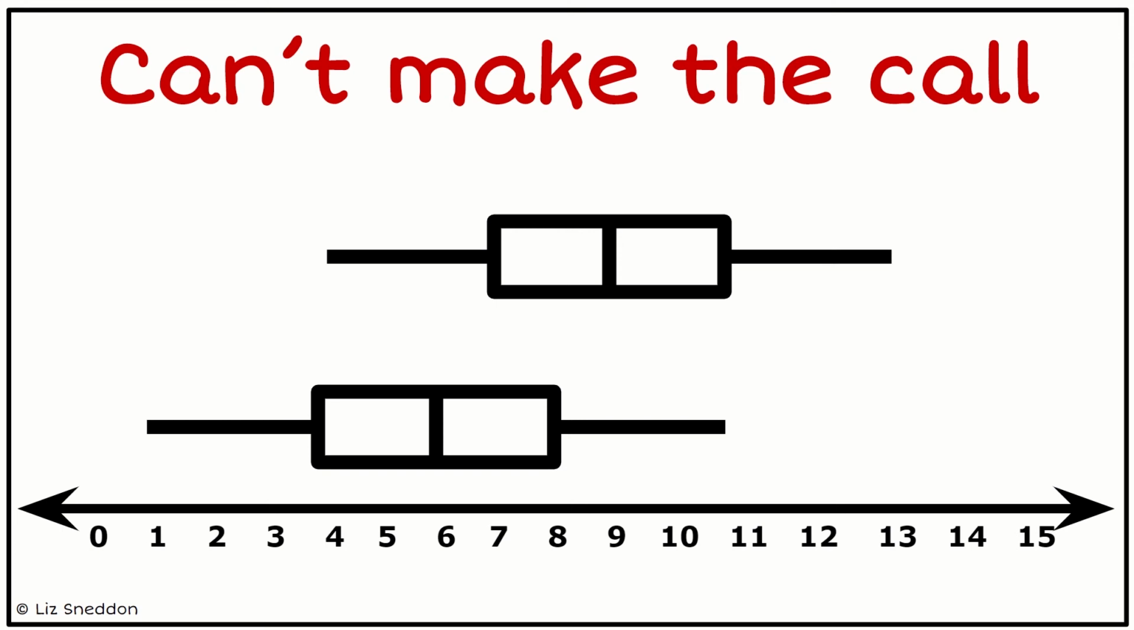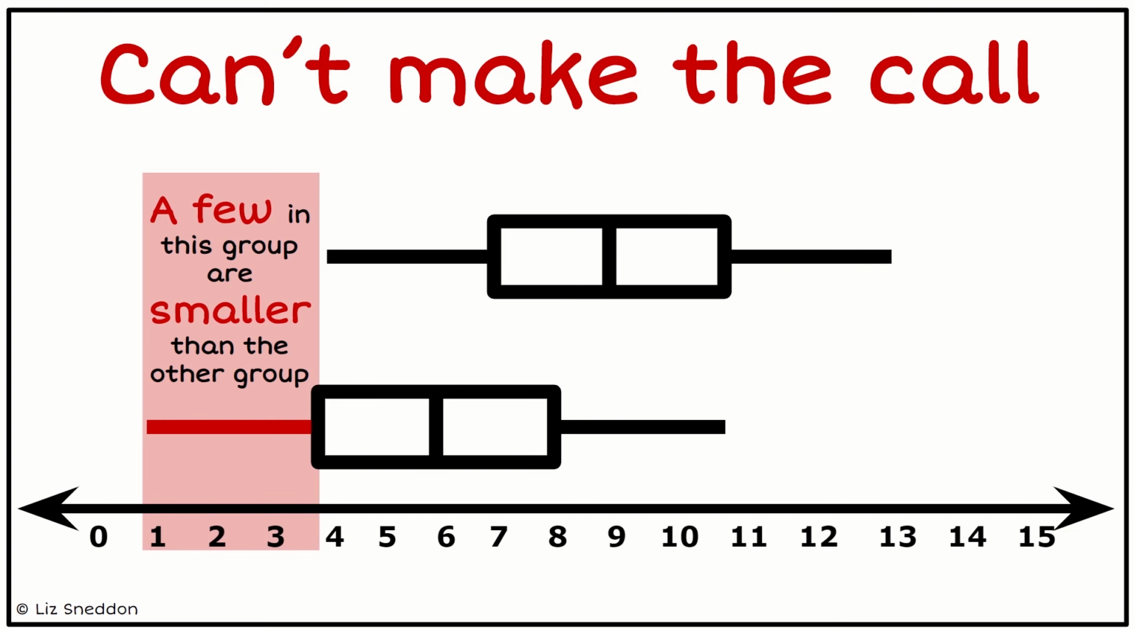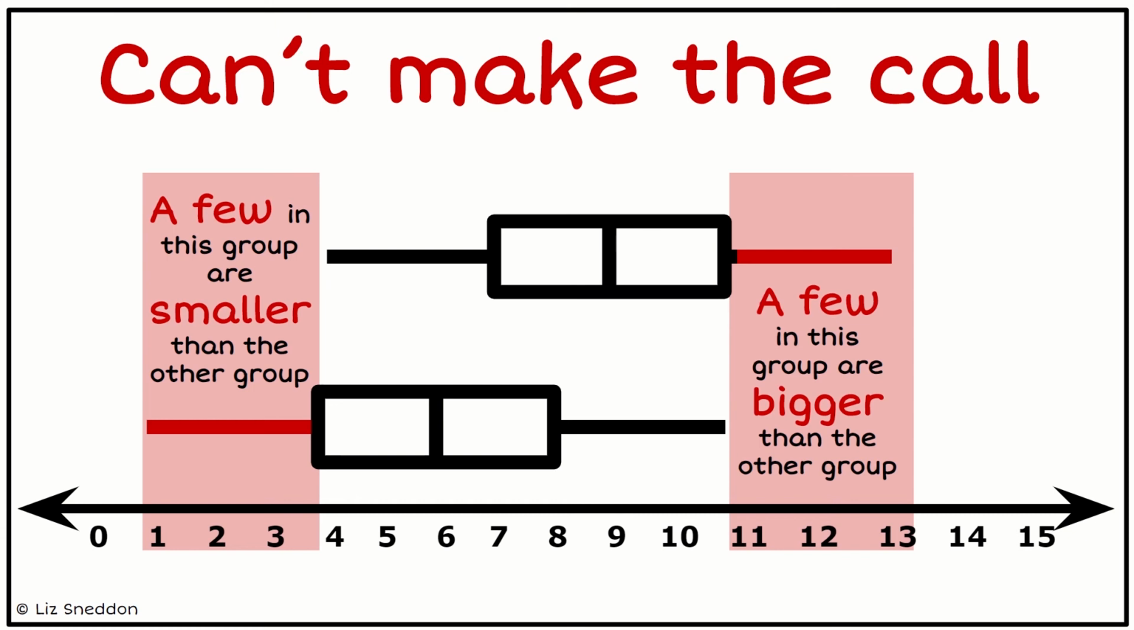What if they're a bit closer again? So in this case, there's a tail down the bottom, so a few people in this group are smaller than everybody else. The opposite, there's a few in this top group that are bigger. But there's lots of values that are the same. There's a lot of overlap between a lot of the data. So in this situation, we couldn't make the call.